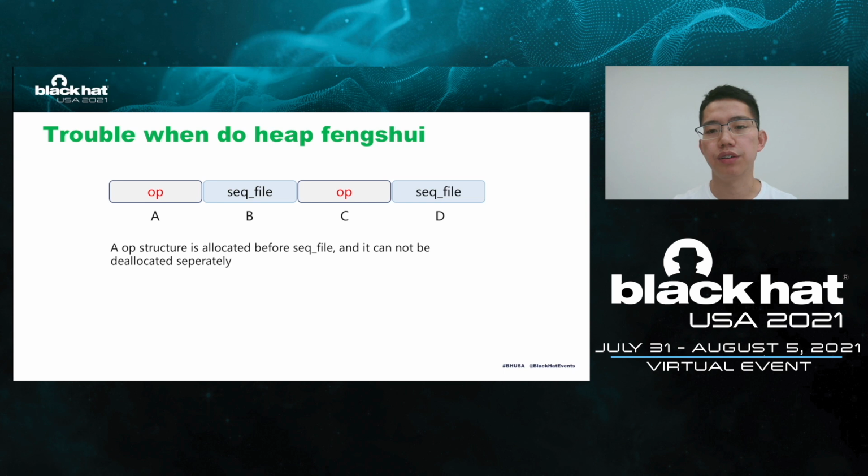After the plan is determined, only a few steps are needed. The first step is to prepare some holes before Circ5 doing heap feng shui. The second step is to fill these holes with bender load. But here is a little trouble. An OP structure is allocated before Circ5 and it cannot be deallocated separately. The solution is to control the allocation order.